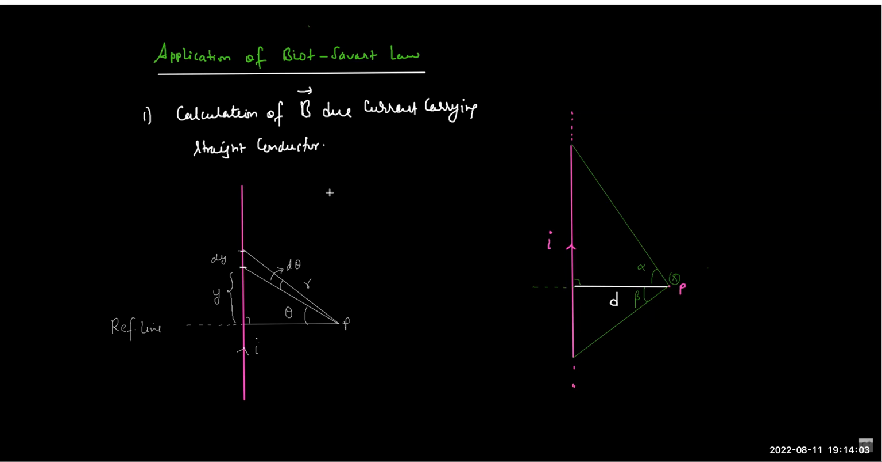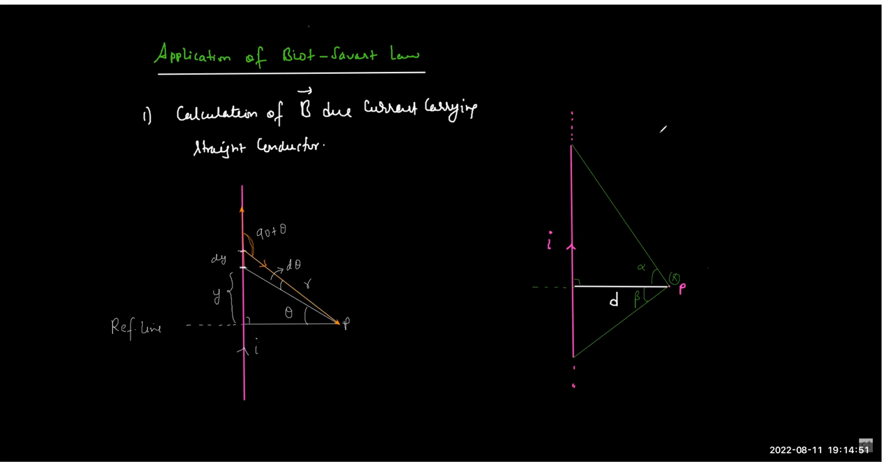The dl vector will be like this, and the r vector will be away from the element taken. So what is the angle between dl and r vector? Can you guess the angle? It is pi by 2 minus of theta plus d theta. This is the angle, right? Yes, sir. And how much is that? It is the exterior angle of a triangle, so we can say this is 90 plus theta. Yes, sir.